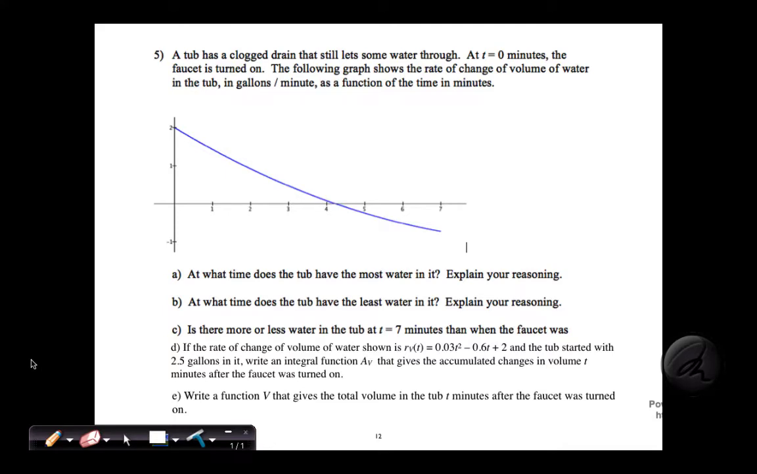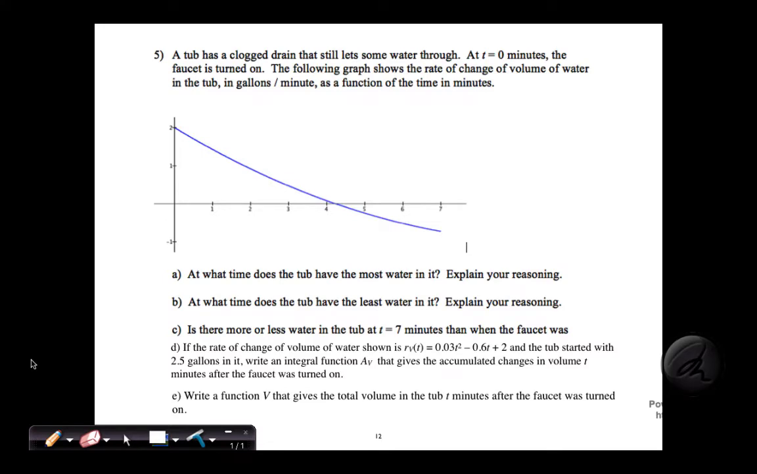The volume of the water in the tub, its rate of change is measured by this. The rate of change is given in gallons per minute. The independent variable of this rate of change function is t, time in minutes, just using the symbol t so we can talk about this easily.